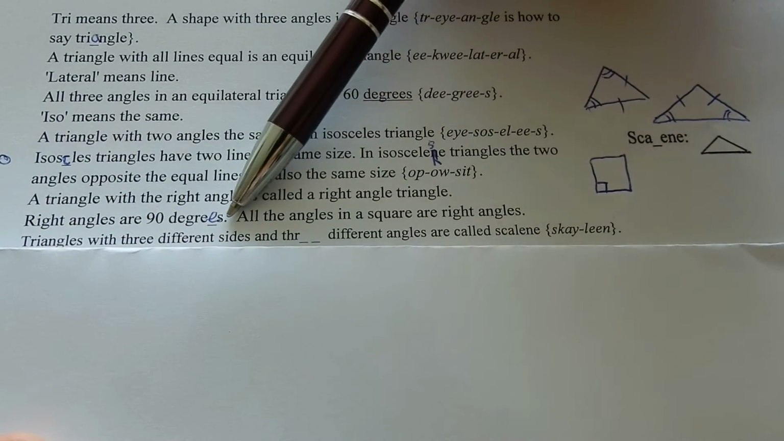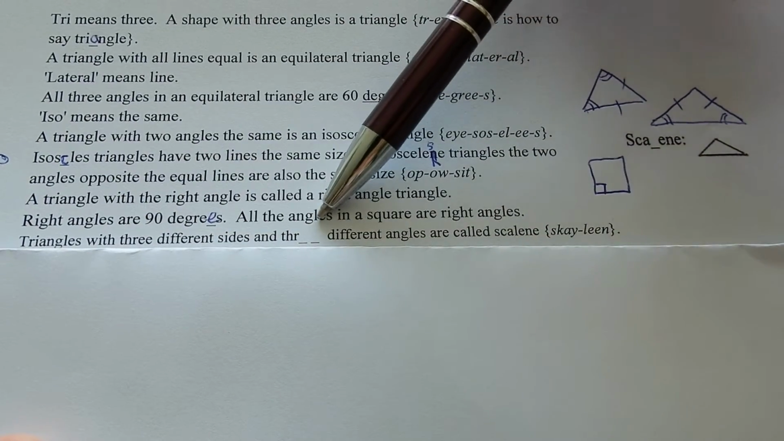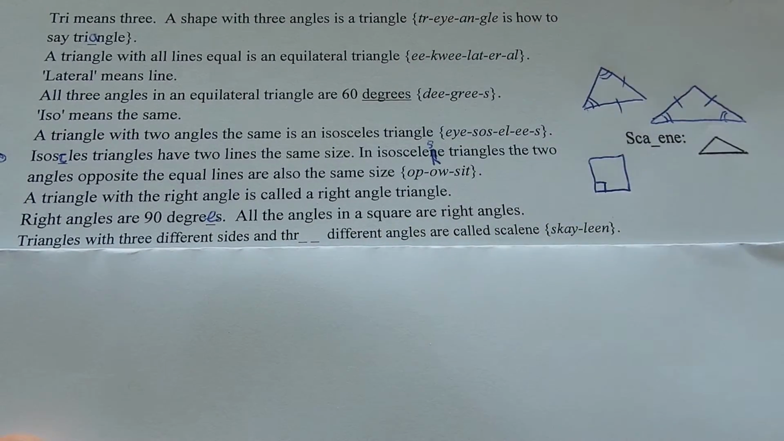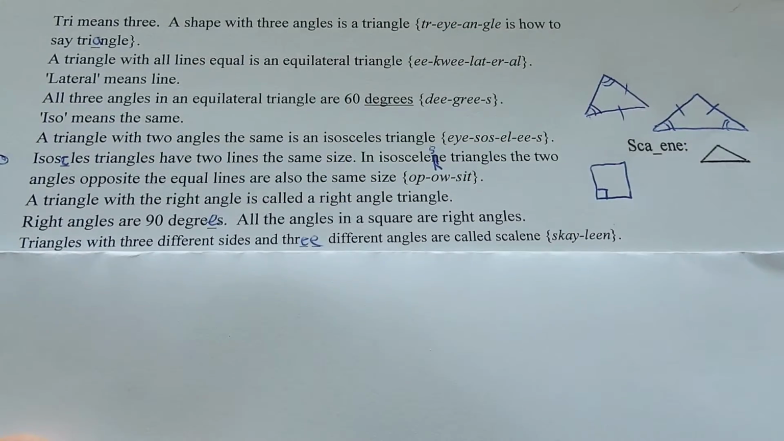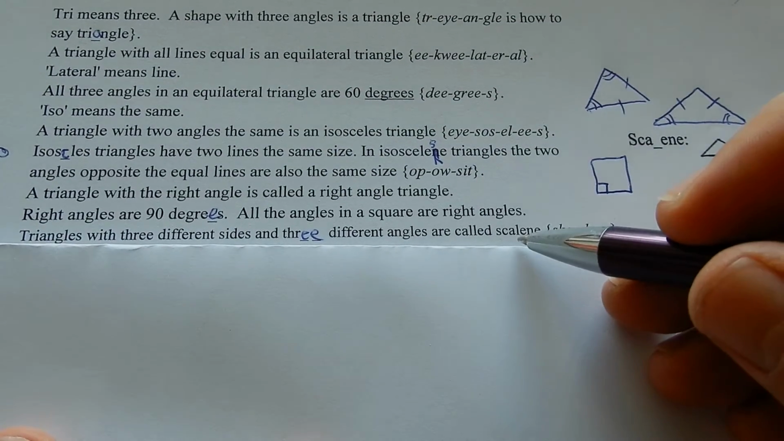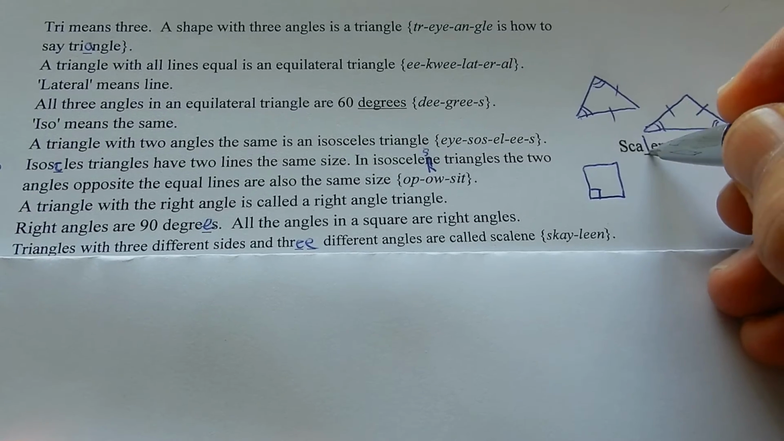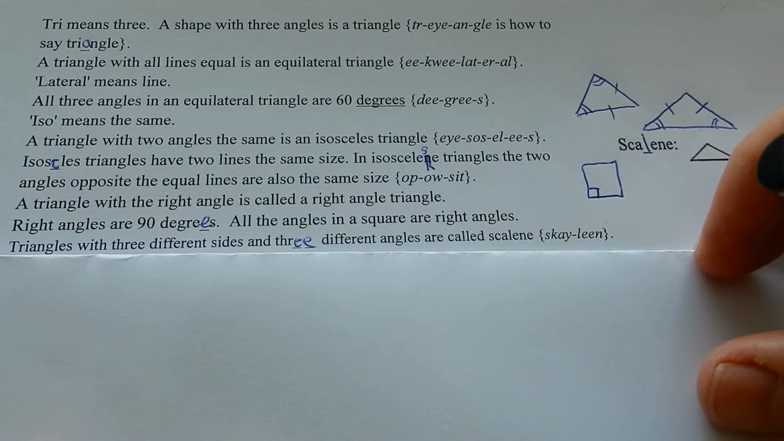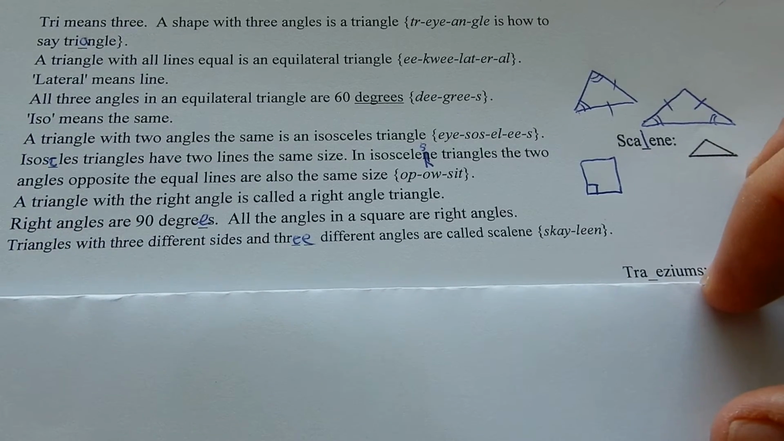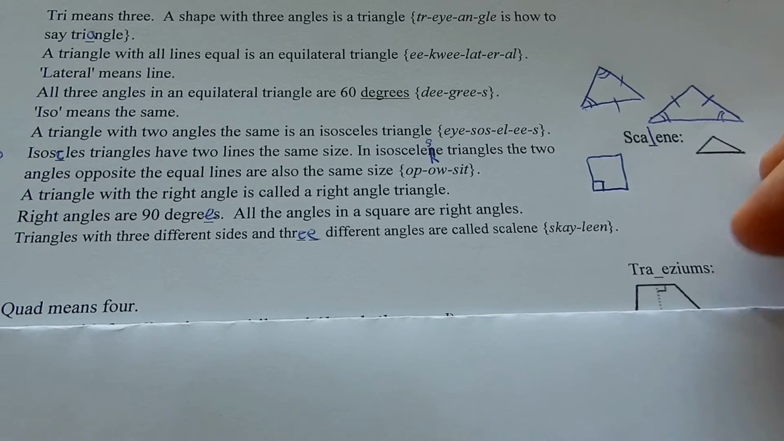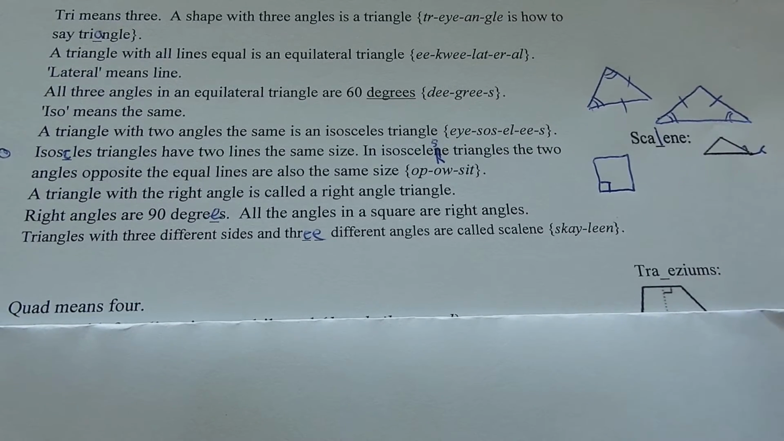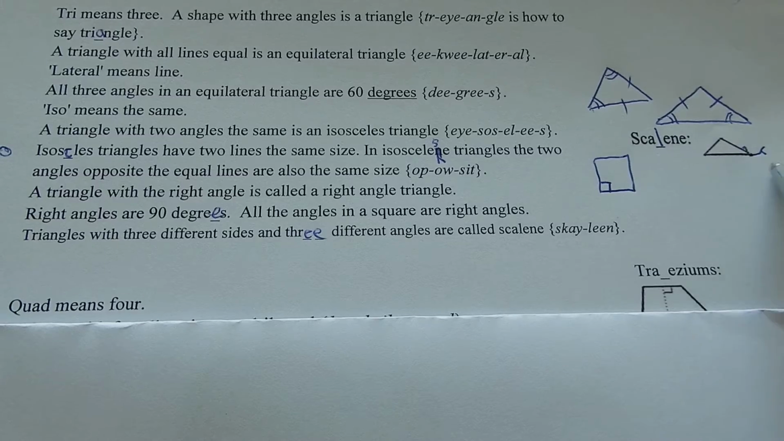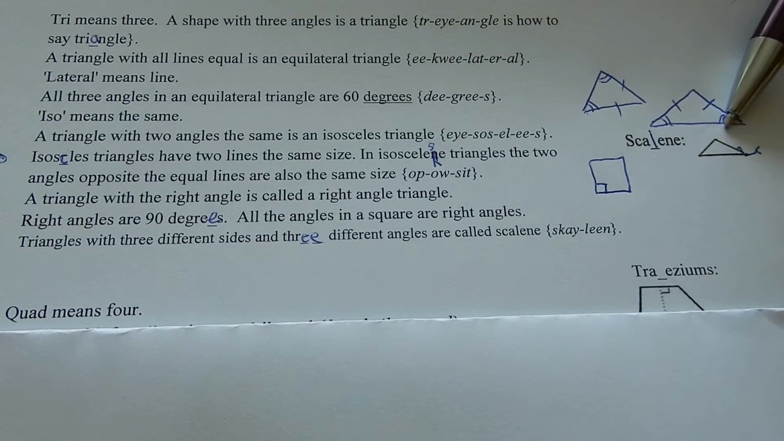Triangles with three different sides and three different angles are called scalene. Three different angles and three different sides. It's called scalene. Scalene triangles are just like a snake is scaly. I always put a tongue here and an eye there to go, oh look, it's like a snake. It's a scalene triangle.